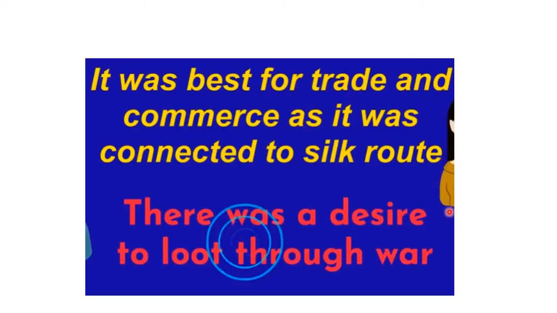So Kannauj was best for trade and commerce, and it was also connected close to the Silk Route, China, where silk was imported and exported. And there was also a desire to control this and loot whatever is there, because it was one of the richest places. So all the three were eyeing this.